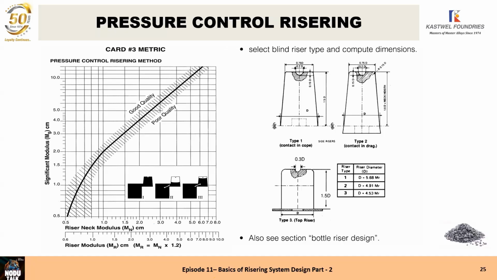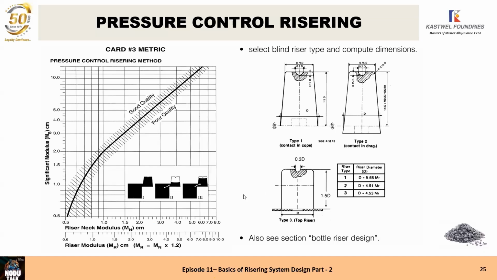So assuming the metal quality is average, you go on this solid line, on the y-axis, to the significant modulus which you have calculated from the casting. Significant modulus is the highest modulus for which you are designing the riser. So go to the significant modulus and go down to the x-axis, which gives you the riser neck modulus. So the casting modulus is the significant modulus for the casting, and below it is the neck modulus. The riser modulus is 1.2 times the modulus of the riser neck.